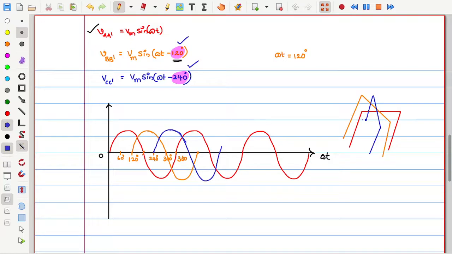I hope you can understand to some extent whether it's conveying or not. You can see that now each one has a 120 degree difference from one to another physically. So these three coils are producing EMFs, or induced EMFs, which is voltage. So VAA dash, BB dash, CC dash, which look like this.